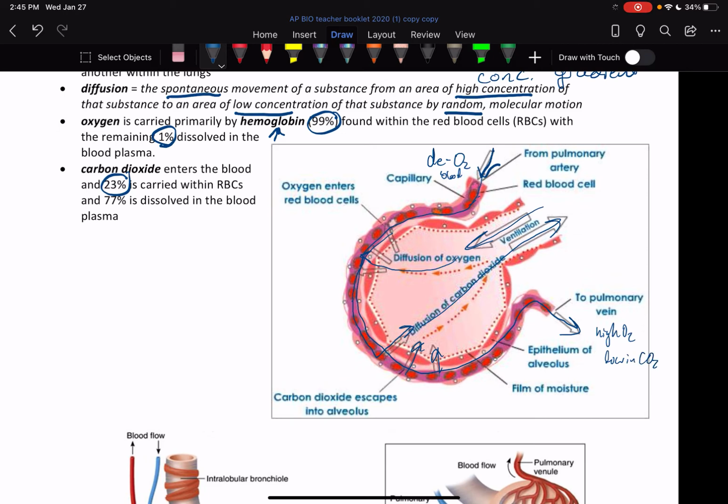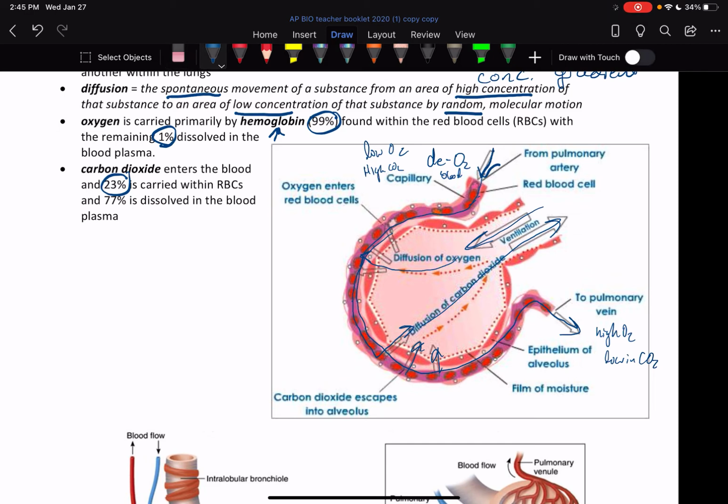So here it starts, it's low O2 here, high CO2, okay? And it leaves high O2.